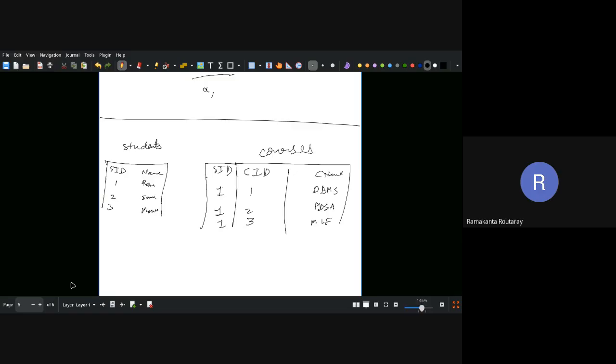If we do the join like left join, what happens in left join? The left table is taken as it is, and whichever rows match with the right one we keep, and the rest follows as it is, because 1, 2, 3 will remain the same: Ram, Sonu, and Monu. But this one is matching 3 times, right?